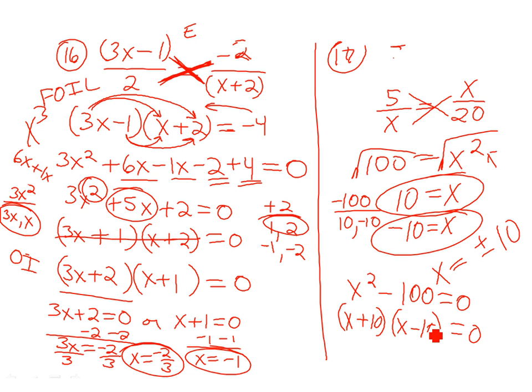And that's a special pattern. It's called the difference of squares. When you have 2 perfect square terms, the difference of squares.